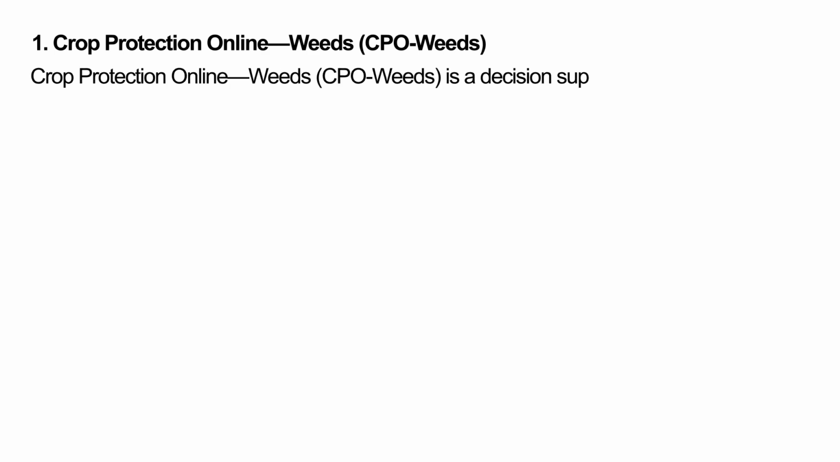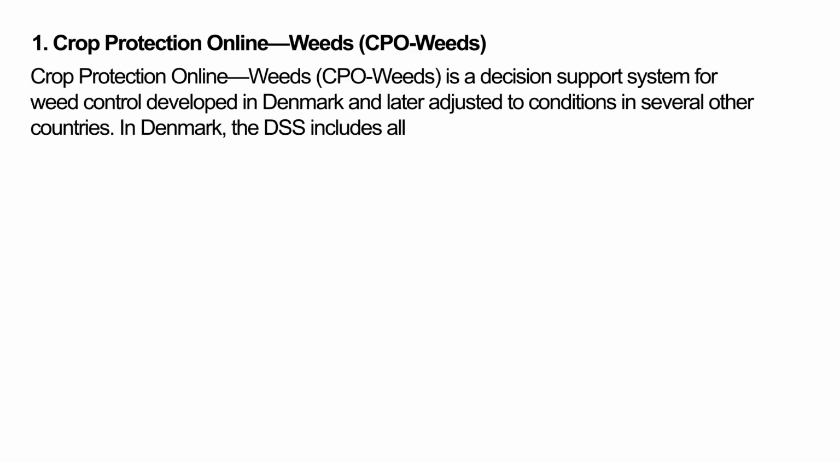Case studies and implementation. Successful examples of DSS in agriculture. 1. Crop Protection Online, Weeds, CPO Weeds. Crop Protection Online, Weeds, CPO Weeds, is a decision support system for weed control developed in Denmark and later adjusted to conditions in several other countries.